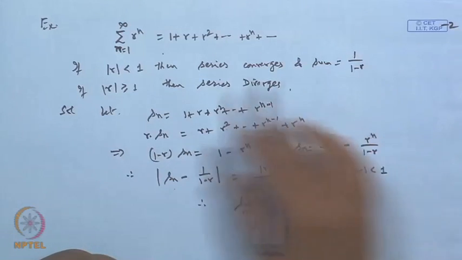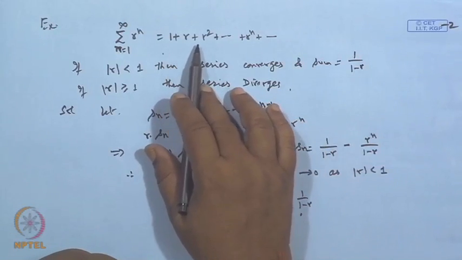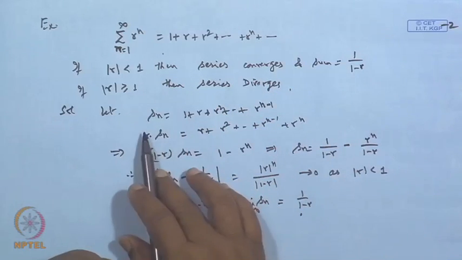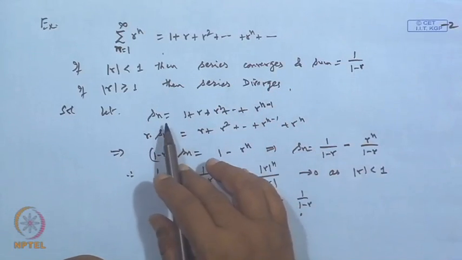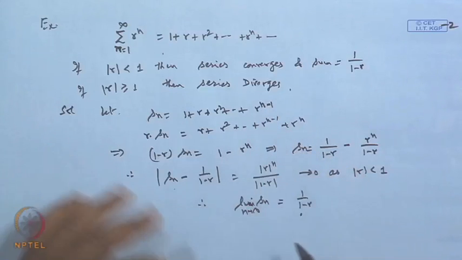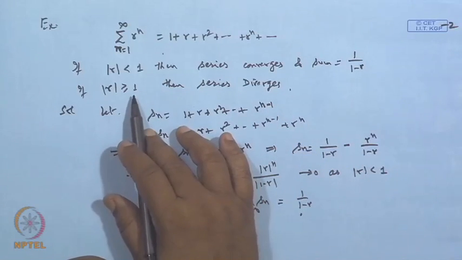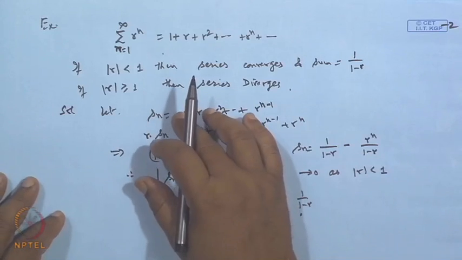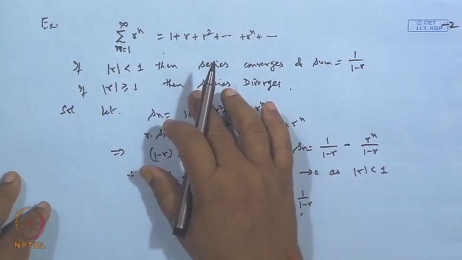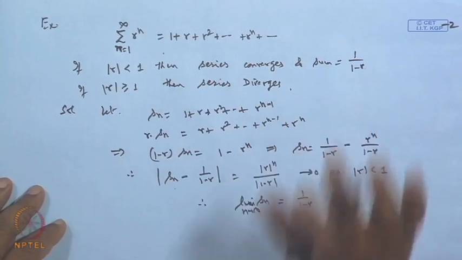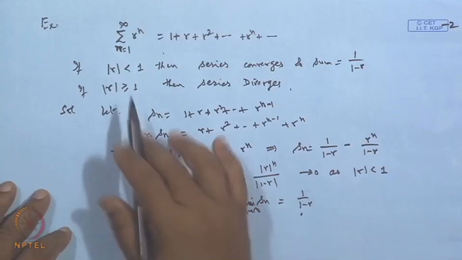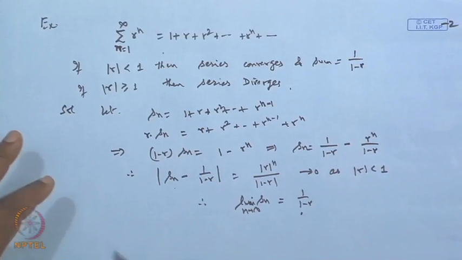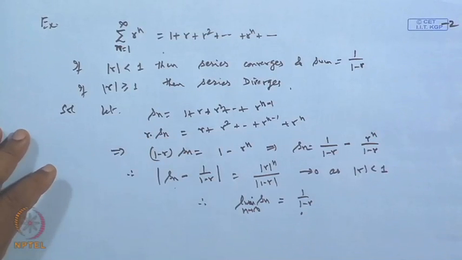For r equal to 1, obviously, the terms are 1 plus 1 plus 1 and so on, so up to S n will be n. So when n is infinity, the limit of S n tends to infinity. So it will diverge. For r greater than 1, we will see in due course that it also diverges. In fact, the limit will not exist and it will go to infinity. So that we will come to, and obviously we can find the sum. Clear? So this is a very interesting one.